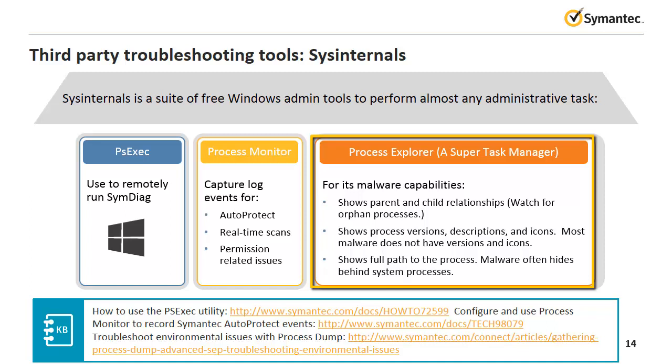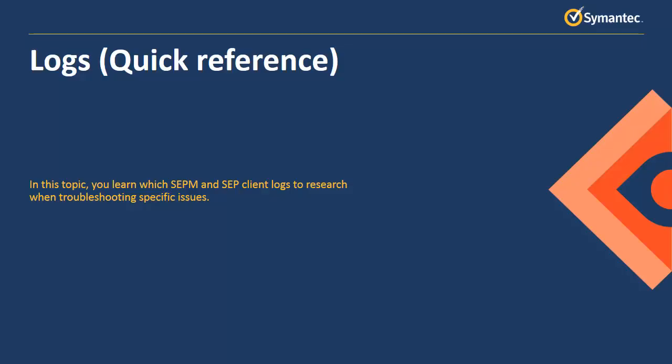Also, take a look at the process path to make sure that it maps to a legitimate location. If it's running from an unusual or suspicious location, it's a good indicator that the process may be a potential threat. For more information on how you can use Sysinternals with Symantec Endpoint Protection, see the KB and Connect articles shown on the screen. But with troubleshooting comes logs, so let's take a look at the SEPM and SEP logs that you'll be interacting with in later lessons.